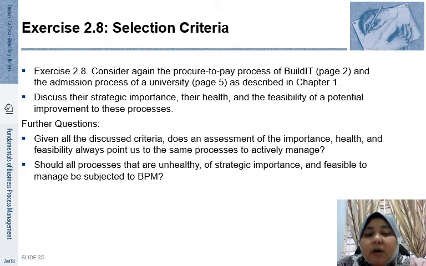For the question, given all of the discussed criteria, does an assessment of the important health and feasibility always point us to the same processes of activity managed? Should all processes that are unhealthy and strategy important and feasible to be subjected to BPM? Perlu ke? Kalau kita dah identify dia unhealthy, dia very important and dia very feasible, perlu ke kita apply BPM? It is also another big question.